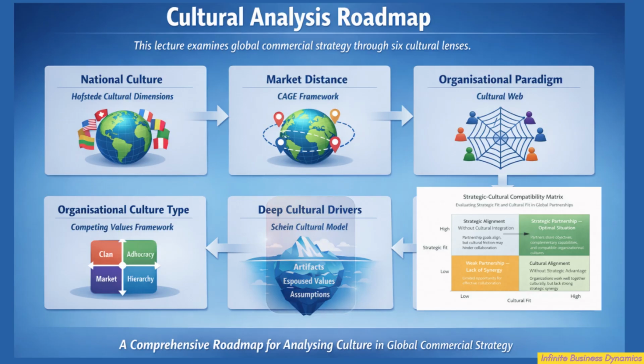The fifth lens explores deep cultural drivers through Schein's model of organizational culture. This framework distinguishes between visible artifacts, stated values, and the underlying assumptions that truly guide behavior. Finally, these insights converge in the strategic compatibility matrix. This tool evaluates how cultural fit and strategic fit together influence the success of partnerships and alliances.